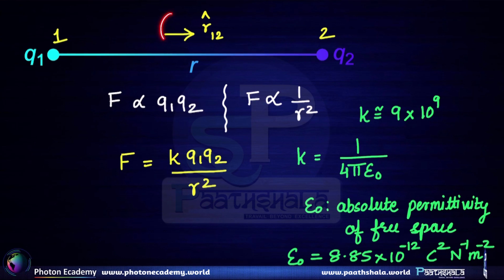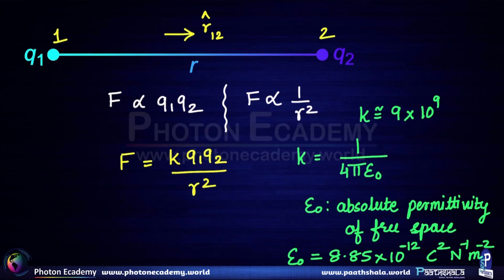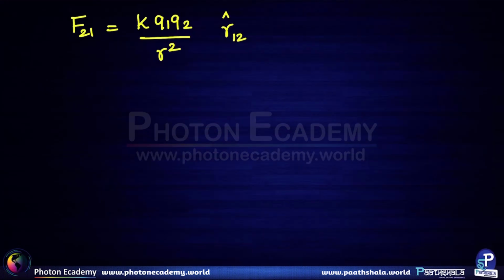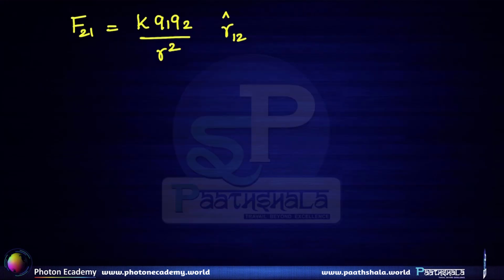So by fixating the direction of unit vector r12 cap to be going from charge 1 to charge 2, we automatically also fixate the signs and the effective repulsion or attraction between the two charges. So the sign of the force automatically gets fixated. So this is something to note. This is the vectorial representation.